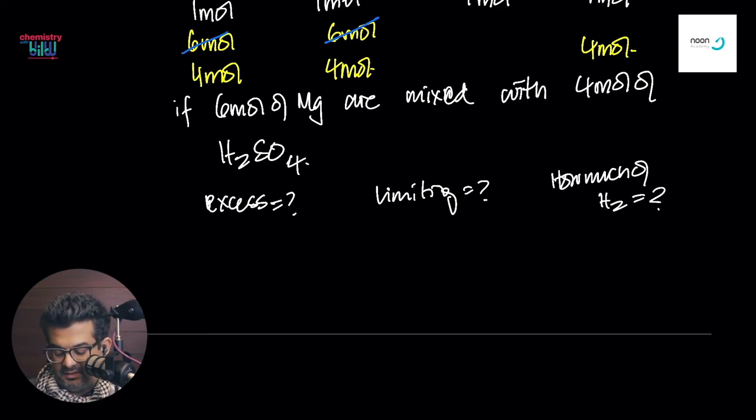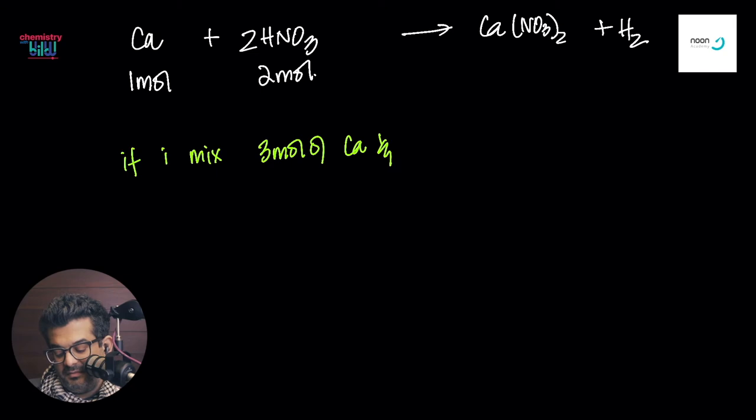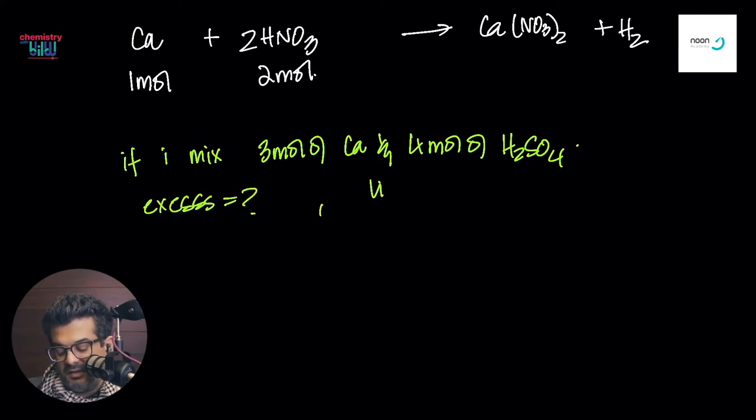I'll take another example. Last, I hope this will come through. Let's say calcium plus HNO3 reacts to make calcium nitrate, twice, and H2. Now this ratio is 1:2. That means 1 mole of calcium will react with 2 moles of nitric acid to make 1 mole and 1 mole, right? So if I tell you that if I mix three moles of calcium and 4 moles of H2SO4. What's excess? What's limiting? And how much of hydrogen?